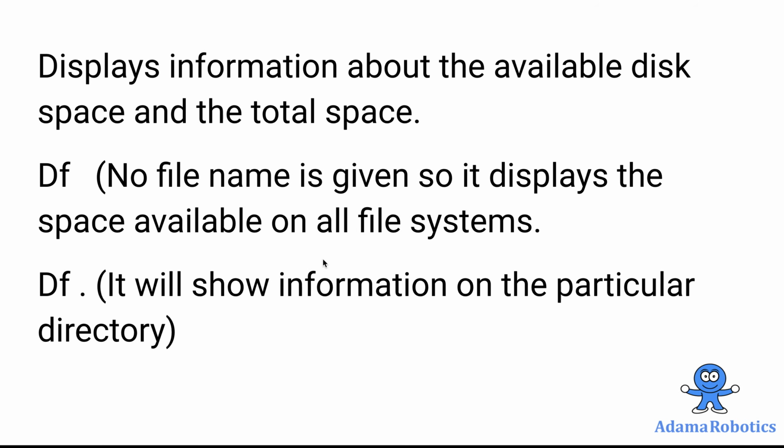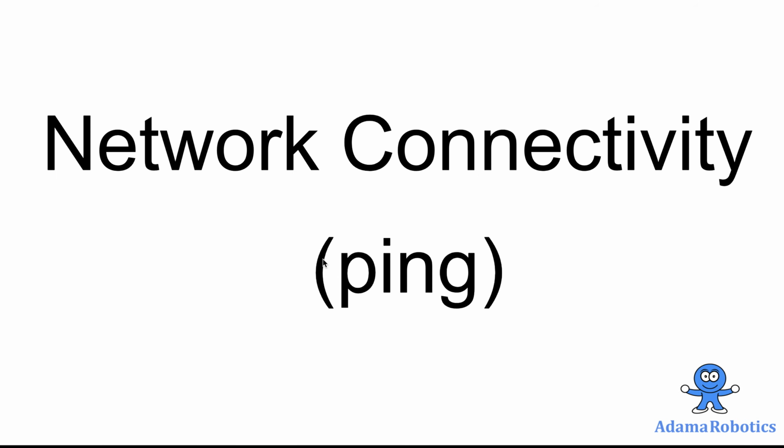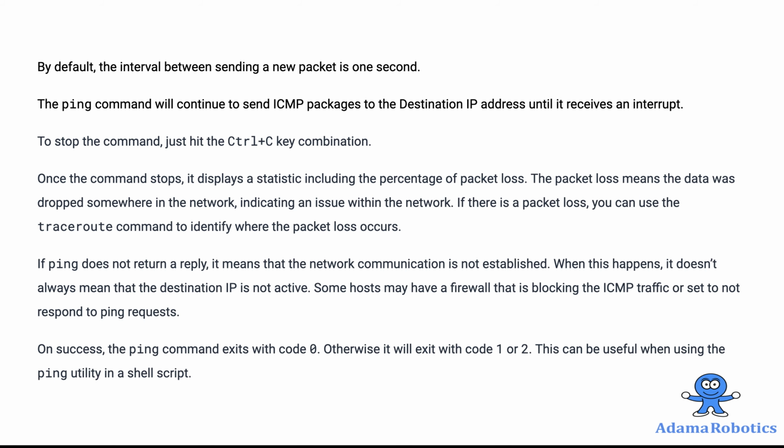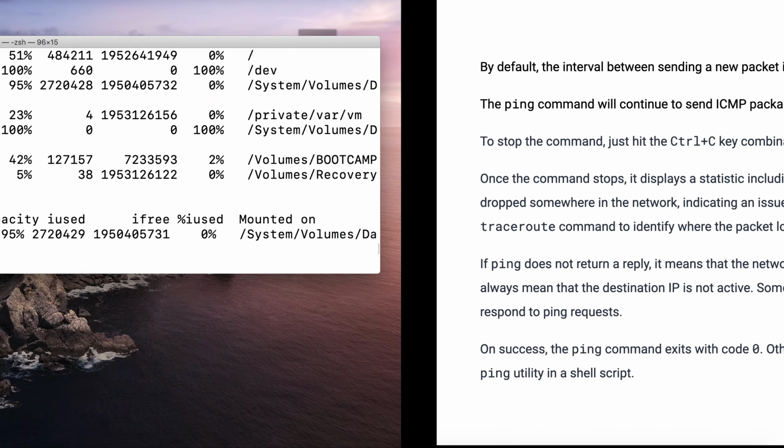And the next command that we are going to learn about is the ping command, which is used to test network connectivity. It determines whether a remote IP destination is active or inactive. It is also used to find the round trip delay in communicating with the destination and checks whether there is a packet lost or not. And then it gives you plenty of information. You can read all of the documentation in the course material to understand more about the different data and what it means. Okay, fantastic.